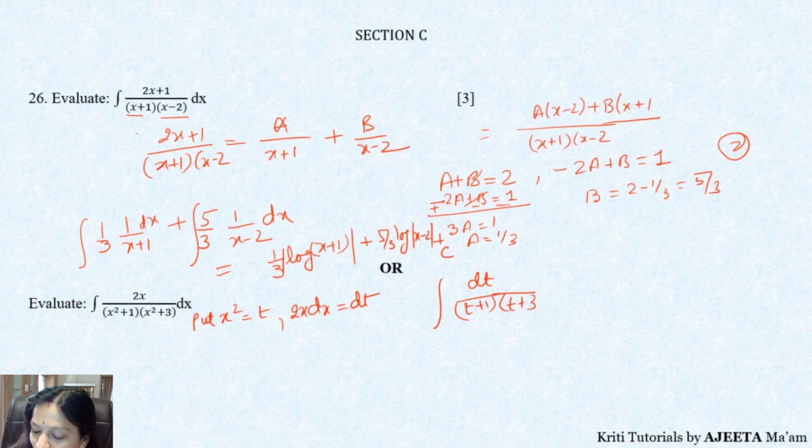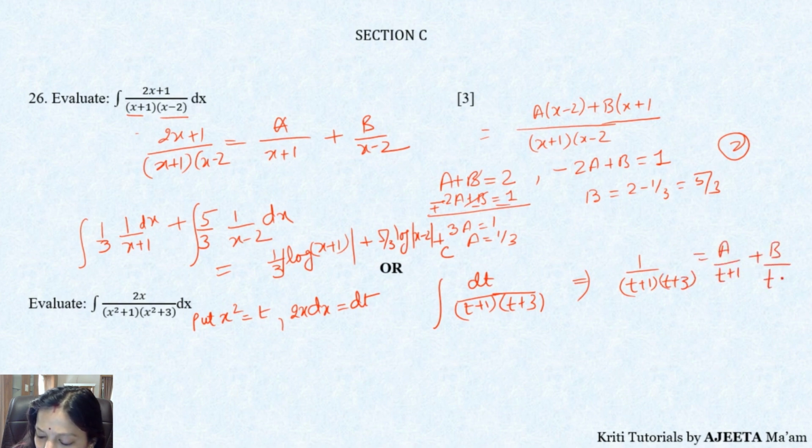Now here I will tell you one different way of doing the partial fractions, that is how to find the values of a and b. So I'll tell you a different way here. Now what is that way? That way is very simple. Now your function is 1 upon t plus 1, t plus 3. Correct? Now let's make the partial fractions for the same. So 1 upon t plus 1, t plus 3, you have to take partial fractions. So a upon t plus 1, b upon t plus 3, right? This is how you take it.